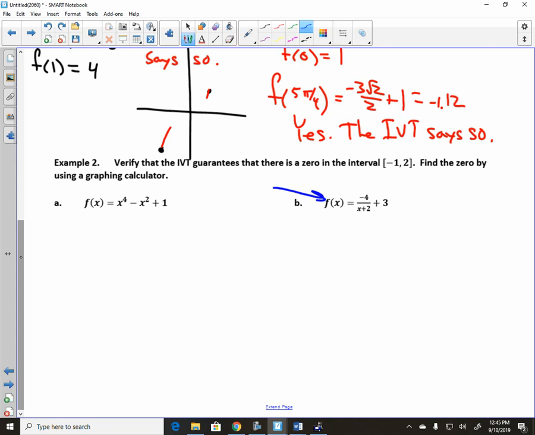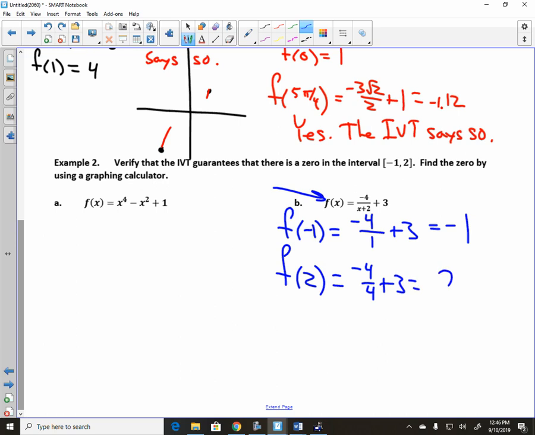We're going to see if this thing has a 0. So we try f of -1. I get -4 over, let's see, -1 plus 2 is 1, plus 3. So -4 plus 3 is -1. So I'm hoping that f of 2 would give me a positive value. That means it crossed over the x-axis. So I plug in 2, and I get -4 over 4 plus 3, or 2. So did it cross? It did.